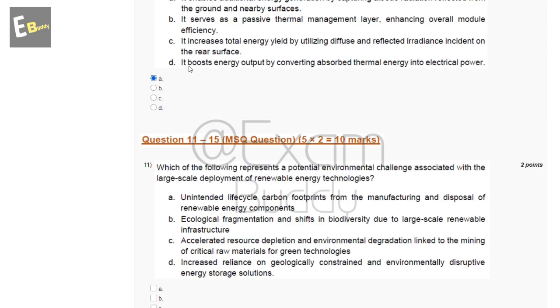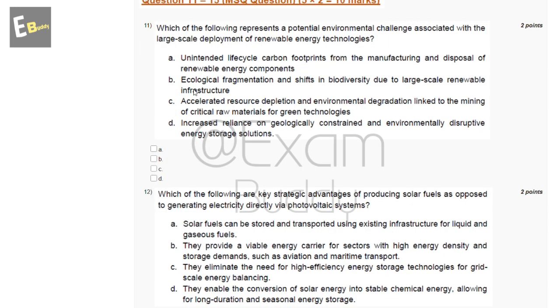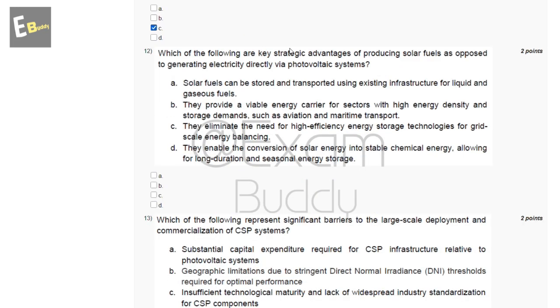Now the 11th question is, which of the following represents a potential environmental challenge associated with the large scale deployment of renewable energy technologies? So the answer of our 11th question is C, only C.